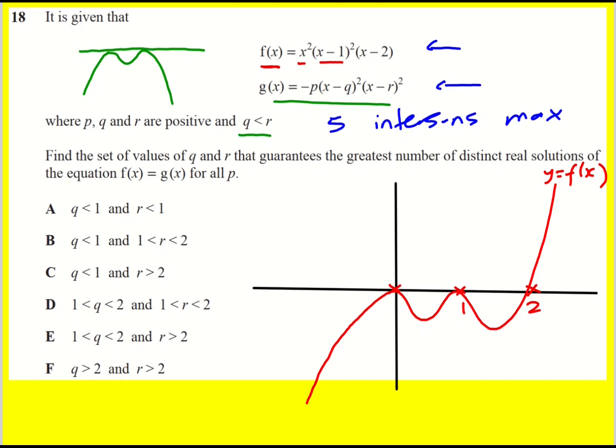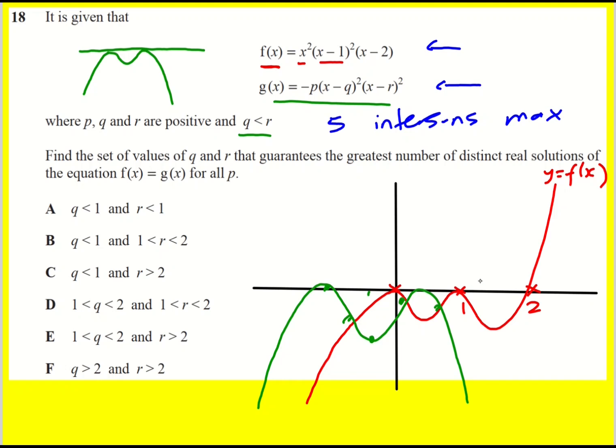Now, the key thing to remember is that we need to guarantee the greatest number of distinct real solutions, 5, for any value of p. So, for example, you could say, well, maybe we could get this going on. But if I then make p smaller, then this would actually go inside here. So I have to guarantee it. And what that means is I can't have them both here either. I can't have one of them here because this will come back down and I'll hit it. But then if I make it small enough, this bit here would go on the inside.